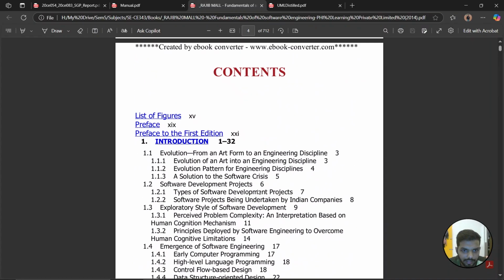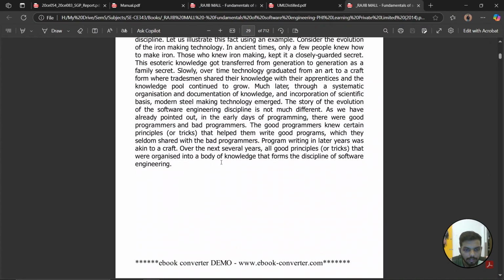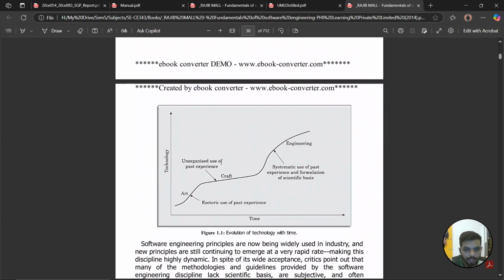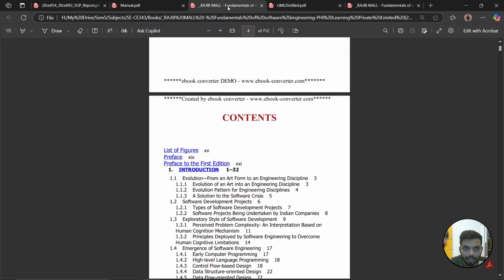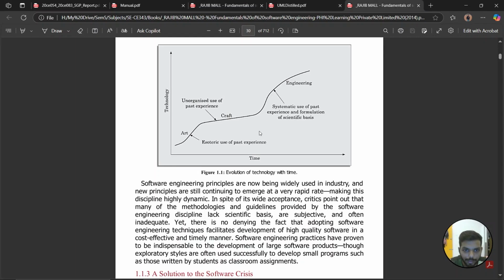Yeah, see this graph: evolution of technology with time. When I saw this graph for the first time, it was very intriguing. I was very amazed to see it, but right now I don't even understand what the significance of putting this graph here is. If you guys can grasp any idea out of this graph.